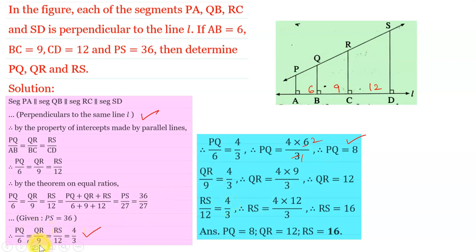Next, QR upon 9 is equal to 4 by 3. Again, therefore QR is equal to 4 into 9 upon 3. Simplify again, and therefore QR is equal to 12. RS upon 12 is equal to 4 by 3, and therefore RS is equal to 4 into 12 upon 3. 3 ones are 3 and 3 fours are 12. And in this way, we have the values: PQ is 8, QR is 12, RS is 16.